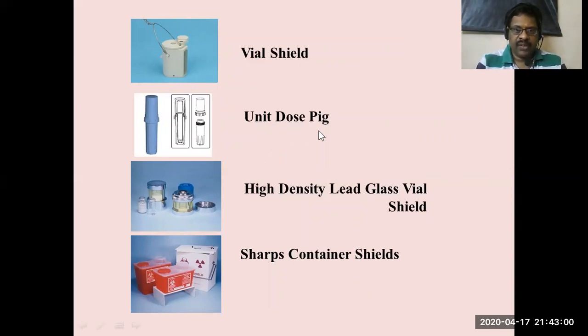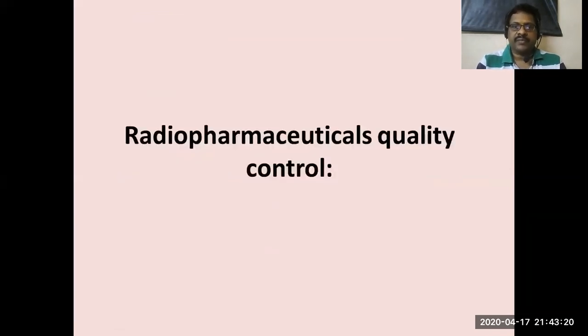This is a unit dose PIC, high density lead glass vial shield. This is a sharps container shield. There are various containers or shields made to protect against radioactive hazards, helpful for people who are handling these formulations.